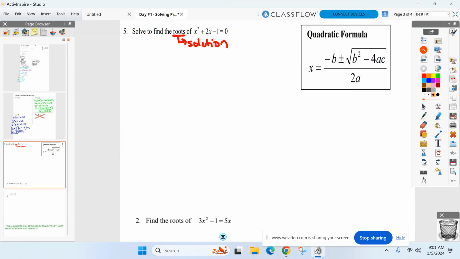If you cannot factor, we go right to the quadratic formula. I will provide this for you. You do not need to memorize it. On any test or quiz, you will always have this given to you. No need to memorize it, but you need to know how to use it.